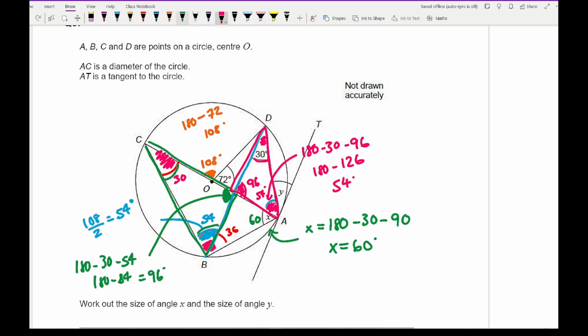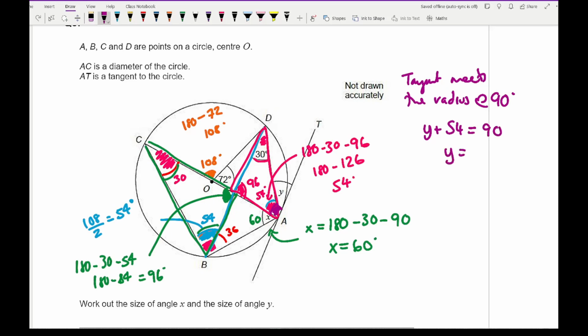Now the next thing to note in terms of other circle theorems is that a tangent meets the radius at 90 degrees. So this angle here is going to be 90. So here what we've got is that y plus 54 equals 90. So y equals 36 degrees. And there I've got the value of x and the value of y.